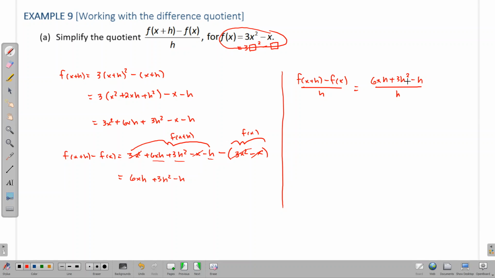And as we've said, they all have h on them, which means you could factor out an h. Be careful when you factor this h out, there's still a 1 there. And then these two h's cancel. So you end up with 6x plus 3h minus 1. And that is our simplified difference quotient.